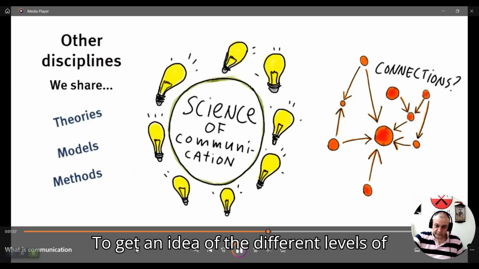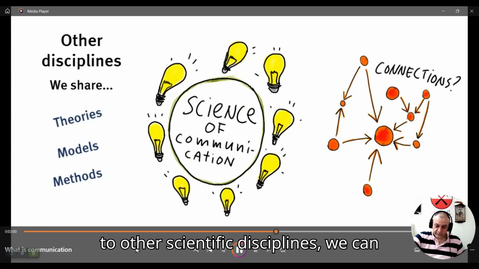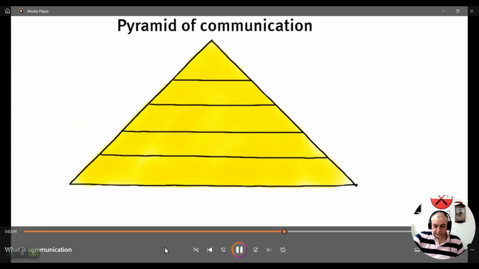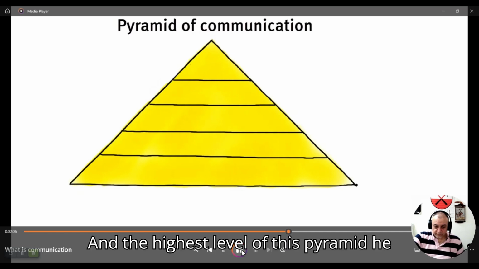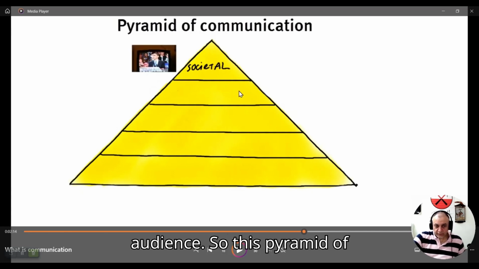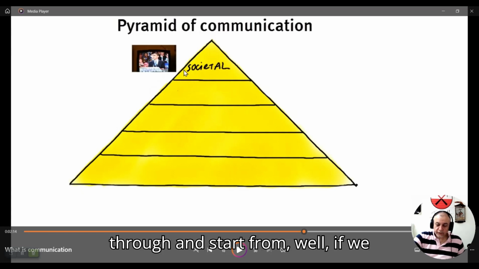It is therefore useful to be aware of how these other disciplines are connected with ours. To get an idea of the different levels of communication and how they are connected to other scientific disciplines, we can look at the so-called pyramid of communication. On the highest level of this pyramid, we find societal communication, which is by its very nature aimed at a large mass audience.